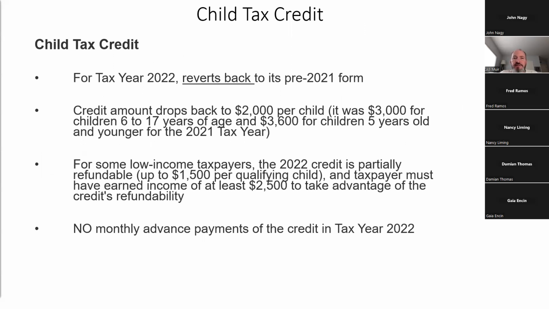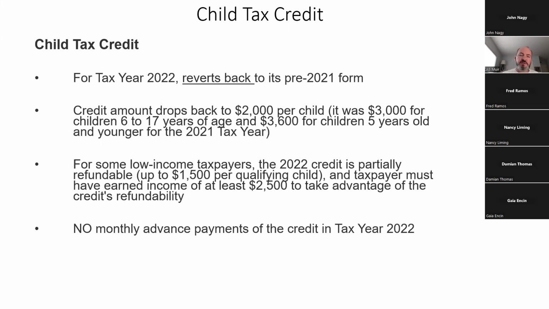Okay, so the child tax credit. The child tax credit, you saw this in 2021. If you're new, this is going to be changed for tax year 2022. It's going to revert back to what is called the pre-2021 form. So what that means is the generous credit that was allowed in tax year 2021 is changing, and it's going to go back to a smaller credit, of course, obviously.